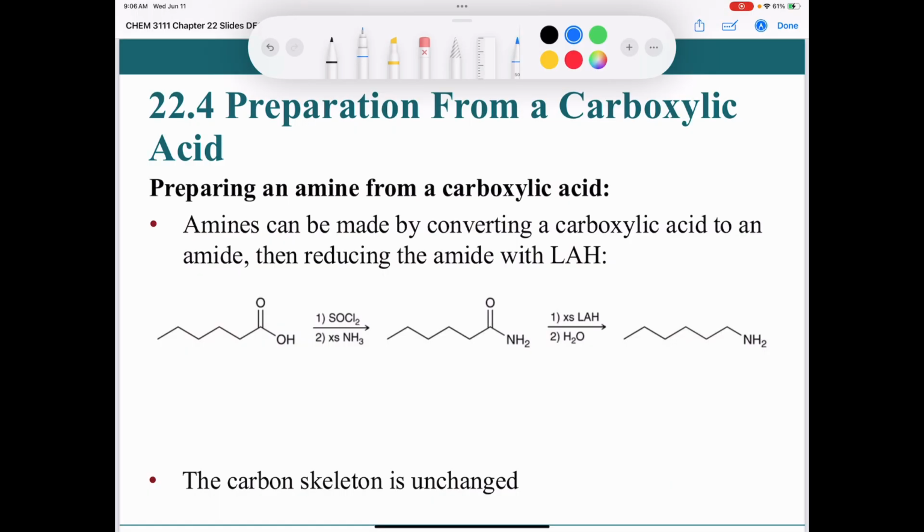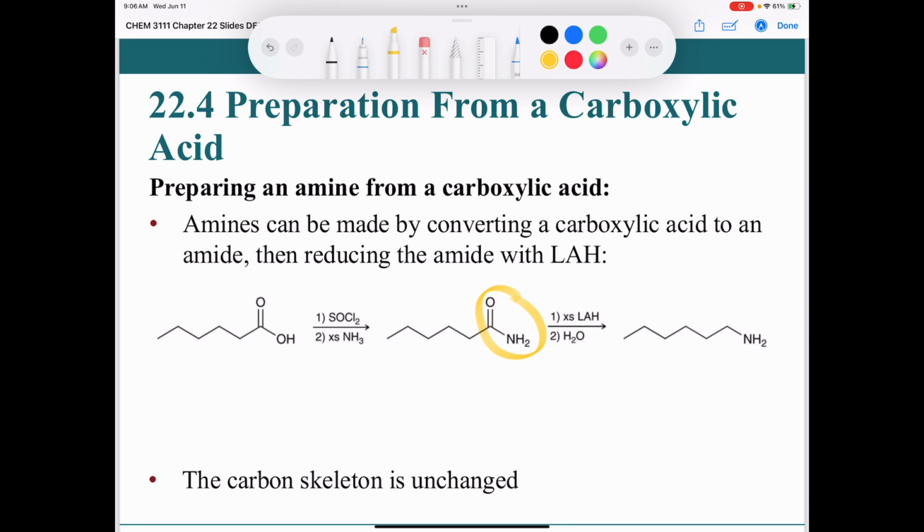The next method for preparing an amine is generating one from a carboxylic acid. So the way we do that is we take our carboxylic acid, we treat it with thionyl chloride, which makes the acid chloride, and then we treat that with excess ammonia, and that displaces the chloride, and we end up with a primary amide like you see here.